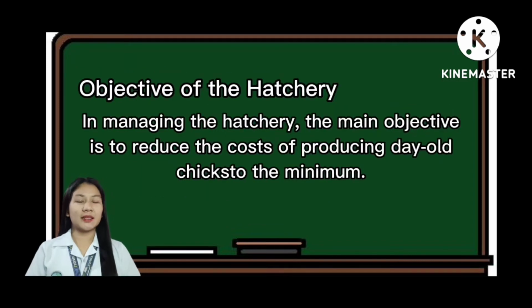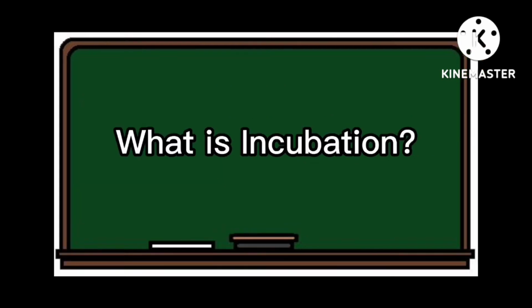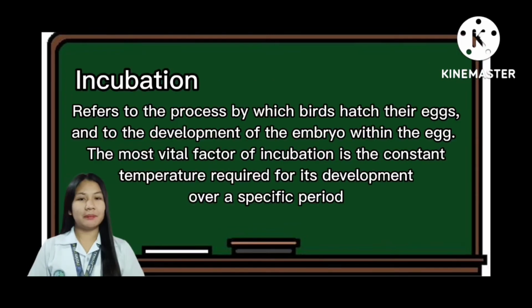So what is the objective in managing the hatchery? In managing the hatchery, the main objective is to reduce the cost of producing day-old chicks to the minimum. What is incubation? Incubation refers to the process by which birds hatch their eggs, and to the development of the embryo within the egg. The most vital factor of incubation is the constant temperature required for its development over a specific period.